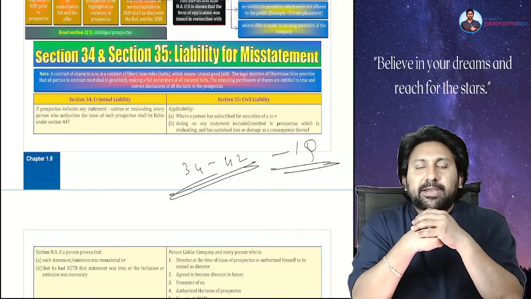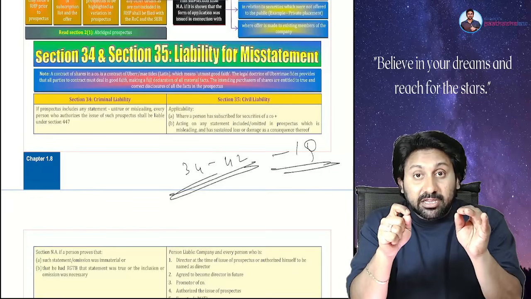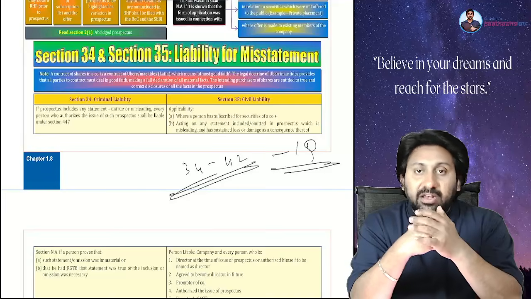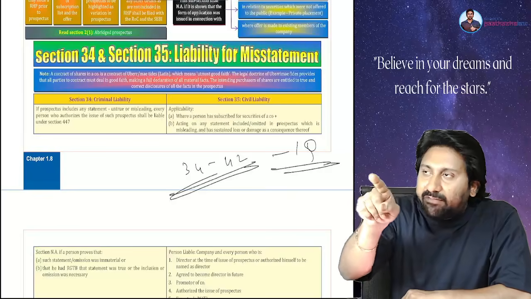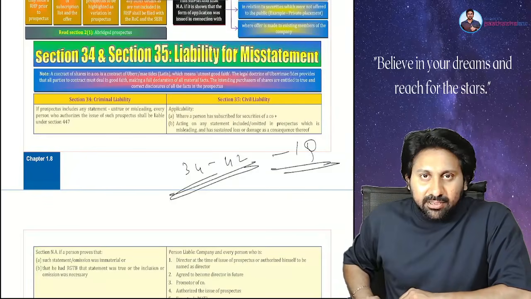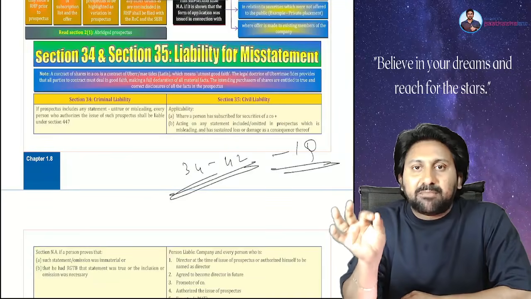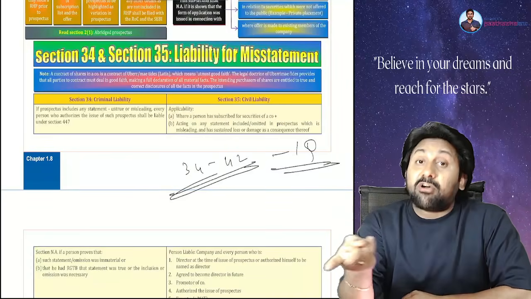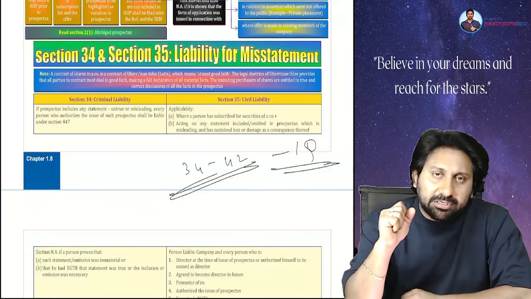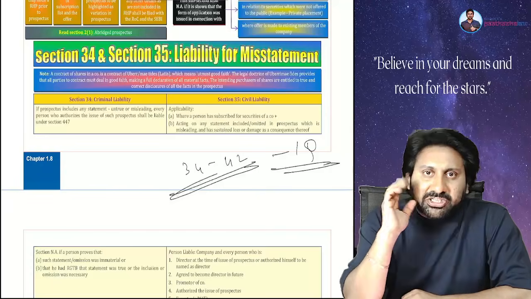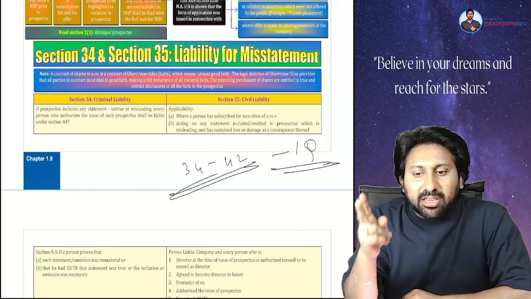Whenever a prospectus contains any misstatements, misstatement means false statements, intentionally, whenever any kind of false information goes inside the prospectus, the public believes those false statements and purchases the shares. Therefore, if a prospectus contains any material misstatements or omission of a true statement, both of them are equally wrong, equally fraudulent. Means what? Giving wrong information is a mistake. Not telling right information is also a mistake. So both are equally dangerous.